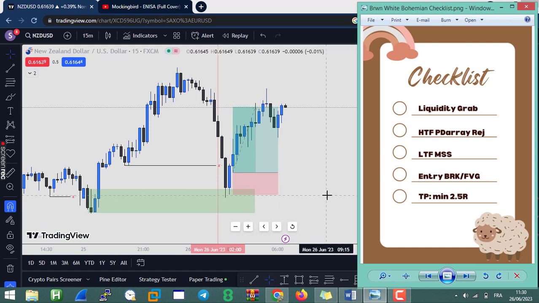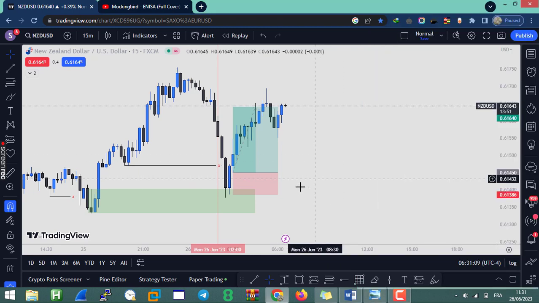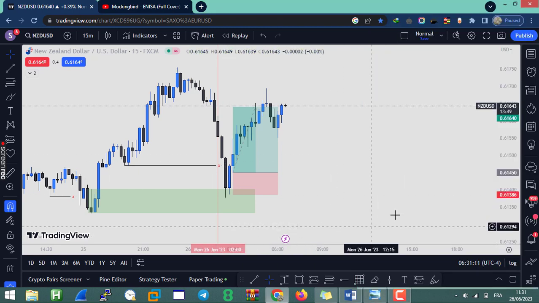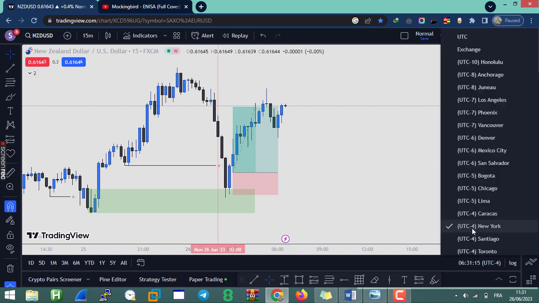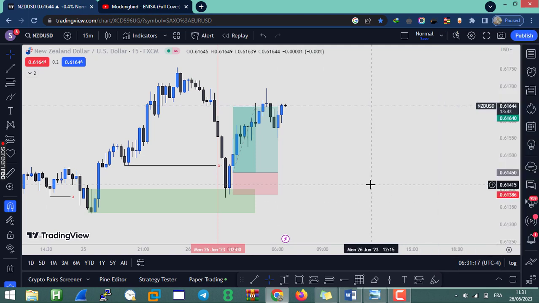The first condition on the checklist is a liquidity gap. Oh, before I start, I always forget this. The time is from 2 a.m. to 5 a.m. New York time, so make sure it is UTC -4 here. All you need is 3 hours a day. That's all you need.